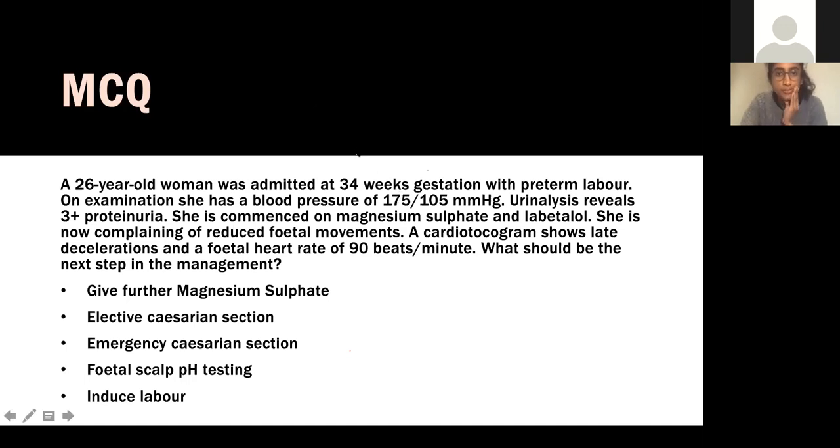Okay, so if we can show the poll results. Yeah, so again, this lady as well would go for an emergency cesarean section. I think you guys have probably gotten very good at knowing which women you'd give emergency C-sections for. So again, in this case, late decelerations, fetal bradycardia, she's got reduced fetal movements. You want to do something straight away, so she'd get an emergency cesarean section.